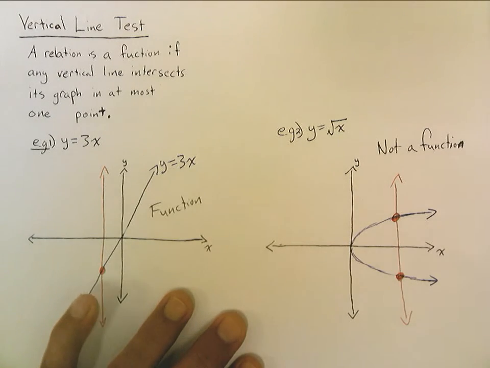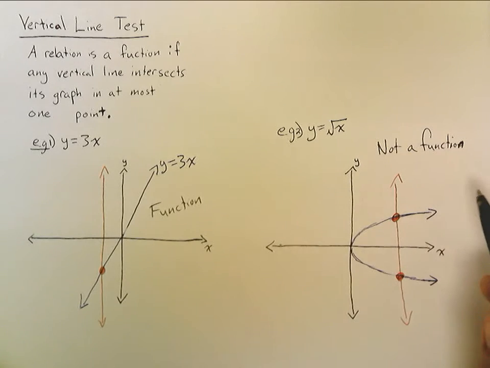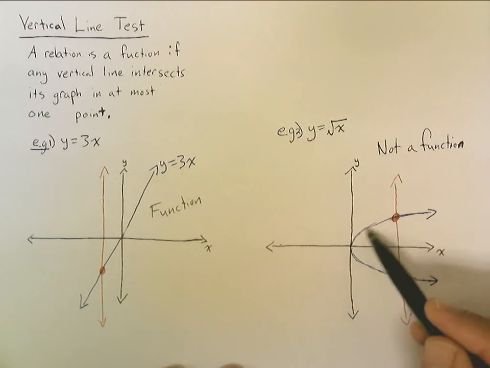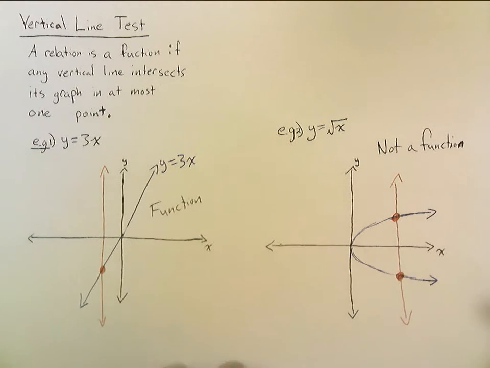And you'll see that later on down the line in this year, we're going to restrict this and say that we're only talking about the positive square roots, which makes everything okay. All right, so that's the vertical line test.